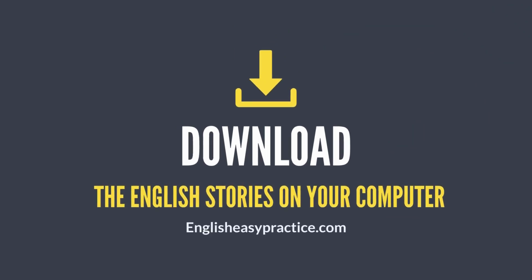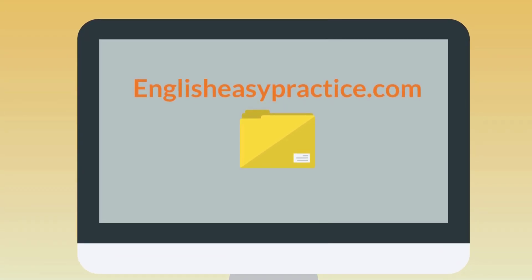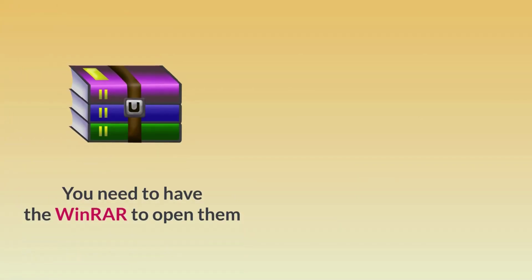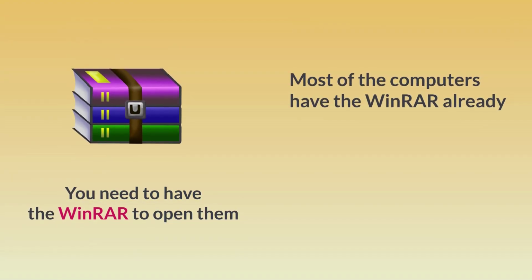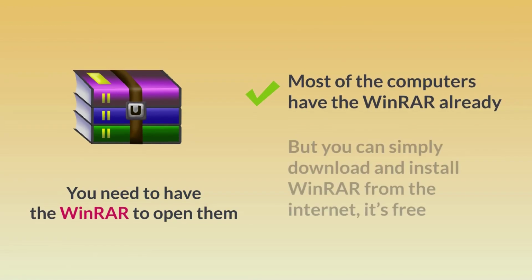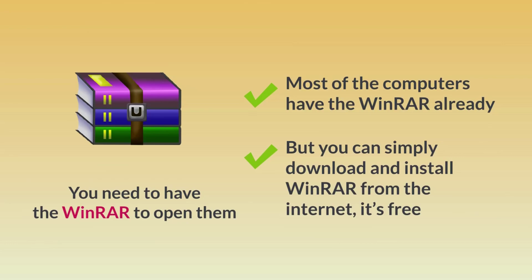Download the English stories on your computer. First of all, you need to download all the lessons to your computer from EnglishEasyPractice.com. All the lessons come within a RAR file. You need to have WinRAR to open them. Most computers have WinRAR already, but you can simply download and install WinRAR from the internet. It's free.